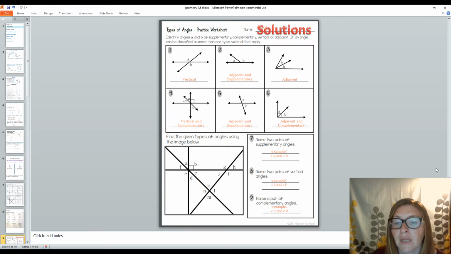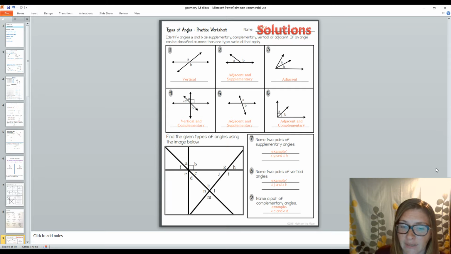All right, number 3, we have adjacent. They are next to, but they do not have a sum of 90 or 180. They're just next to each other, so it's just adjacent. Number 4, we have vertical angles and complementary. We're looking at A and B. That is all they are, so that's what I'm leaving it as. All right, number 5, we have adjacent and supplementary. Again, because I can call it adjacent and supplementary, it's another way to say linear pair. Number 6, they're next to each other and they have that box, so I know it's 90 degrees. That's complementary.